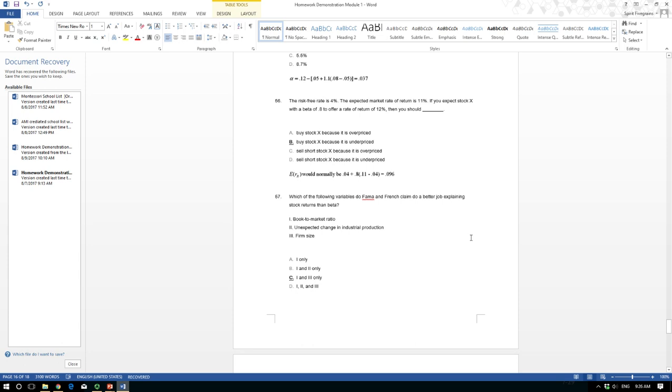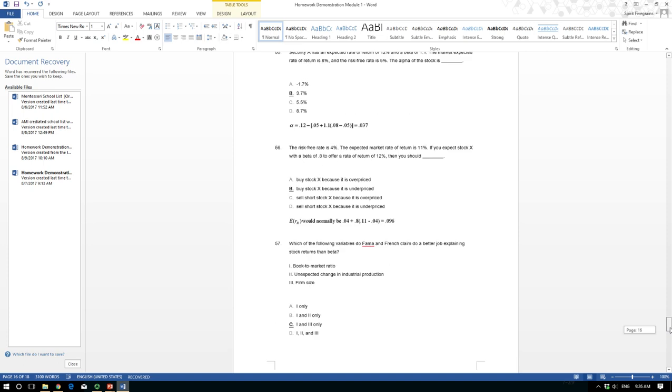Number 56. Risk-free rate 4%, market return 11%, beta 0.8, offered rate of return 12%. So here, it's a similar problem. You simply need to look at whether alpha is positive or negative, right? And the required return can be calculated by using the CAPM model. It's equal to 0.96, or 9.6%. So you're supposed to earn 9.6% on the security, but actually you can earn 12%. Of course, the alpha is positive and the current stock price is undervalued. So B is the best answer.